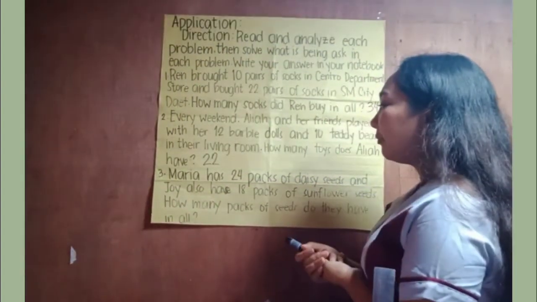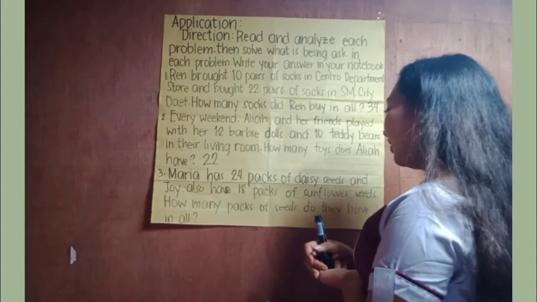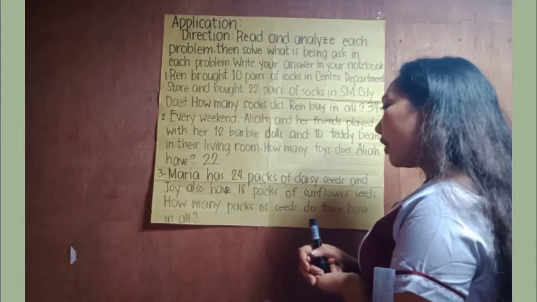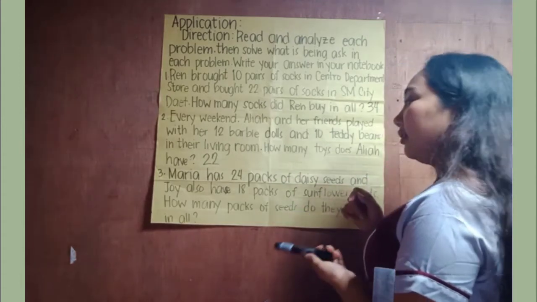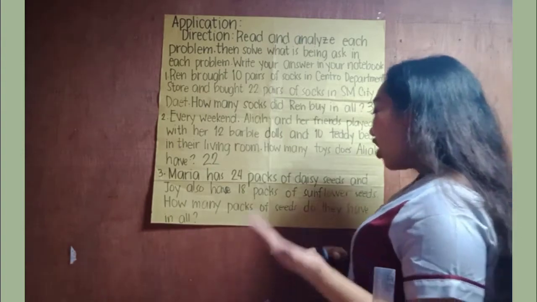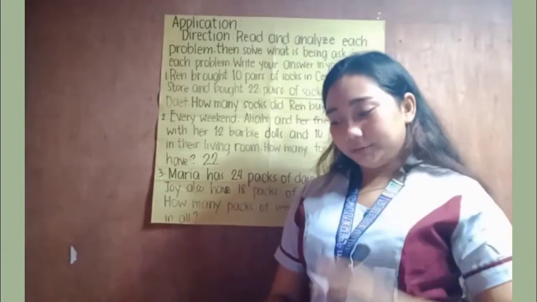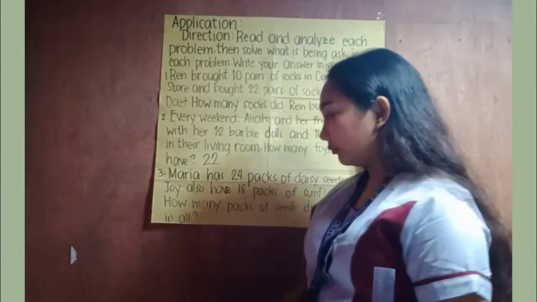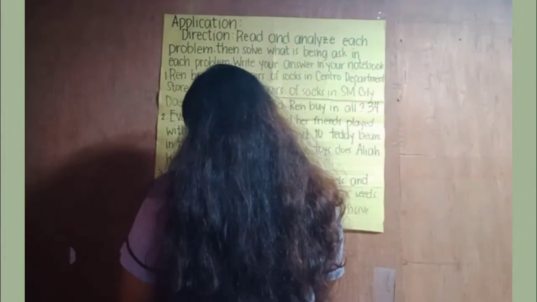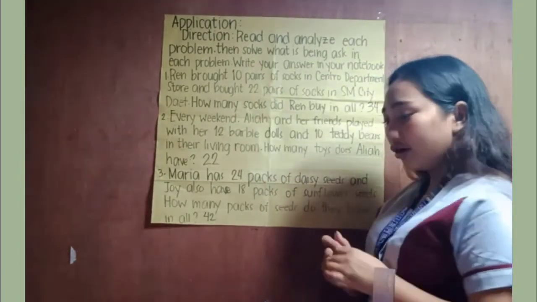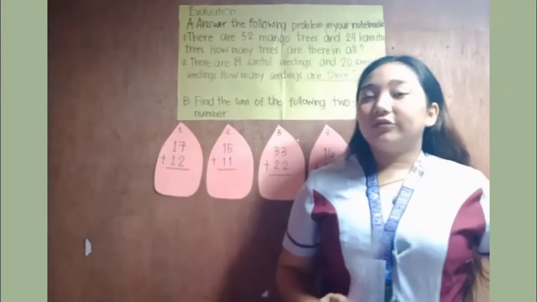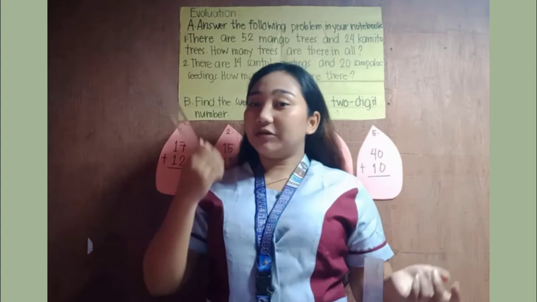So, in number 3, Maria has 24 packs of daisy seeds and Joy also has 18 packs of sunflower seeds. So, how many packs of seeds do they have in all? So, what is the answer? Very good. They have 42 packs of seeds in all. So, now class, we have our third activity.